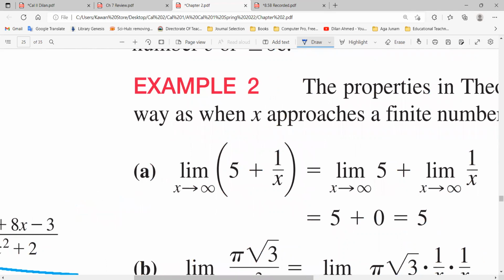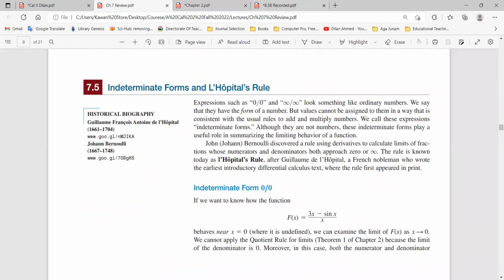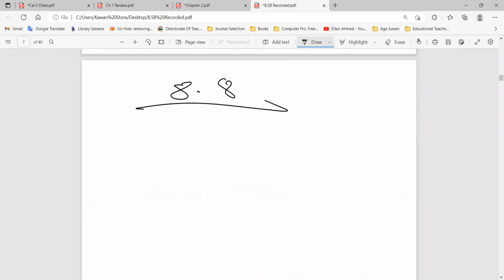So here we have the limit of 1 over x. Let me start with the easiest one. The limit as x approaches infinity of 1 over x is equal to what? I'm going to substitute in my mind. I said x is infinity, so it will be 1 over infinity.